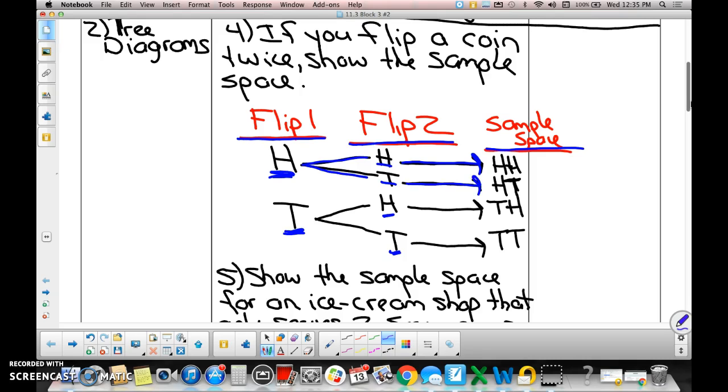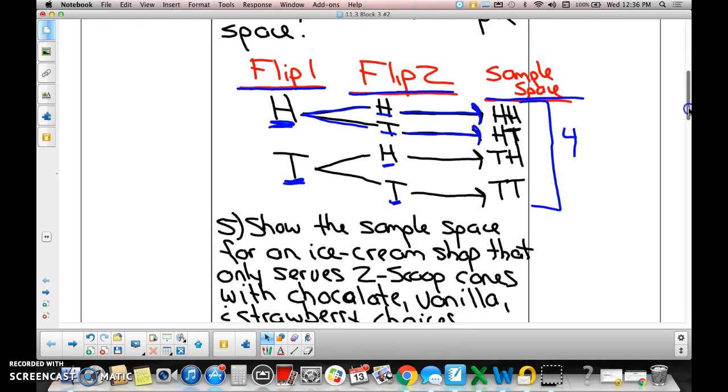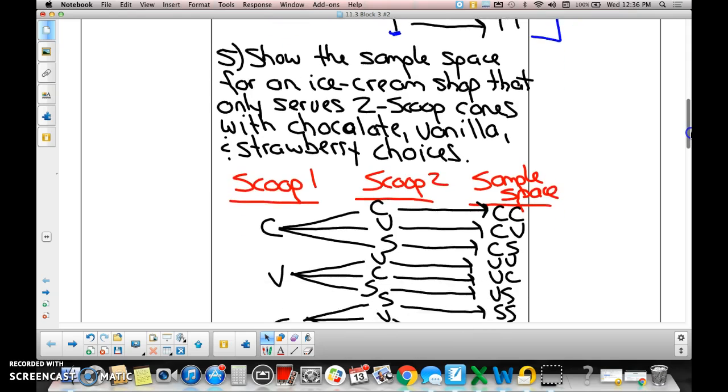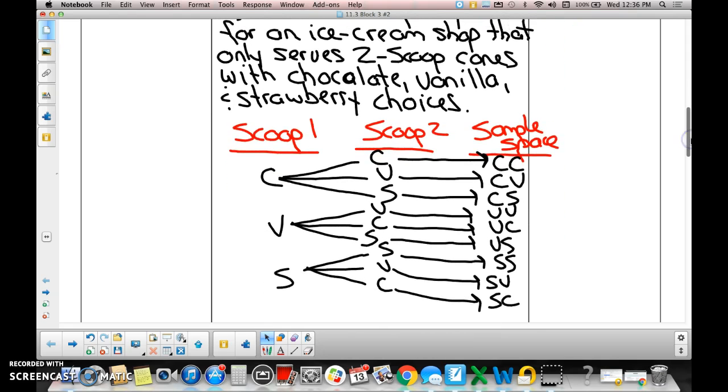How many different outcomes are possible for flipping a coin twice, Yahira? 4 outcomes. I'm not going to go through number 5 because number 5 is very similar to number 4, except for we added a third possibility to our first event.